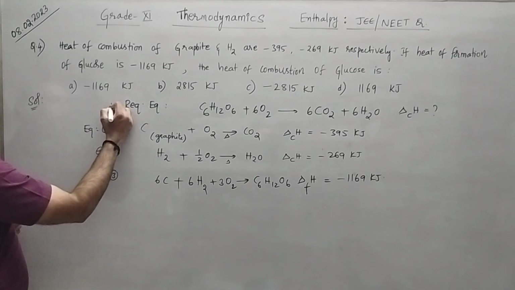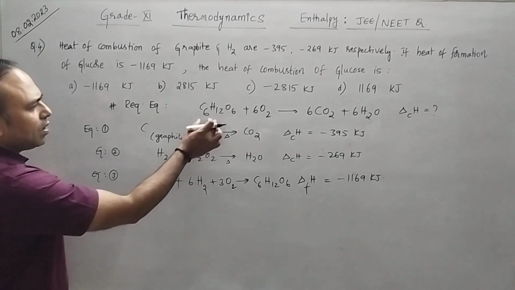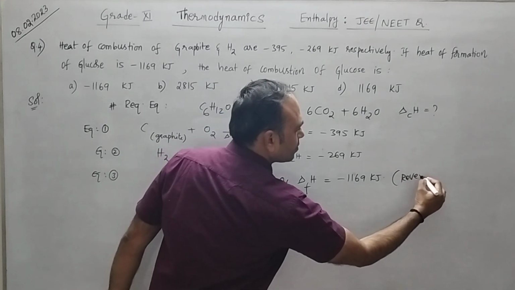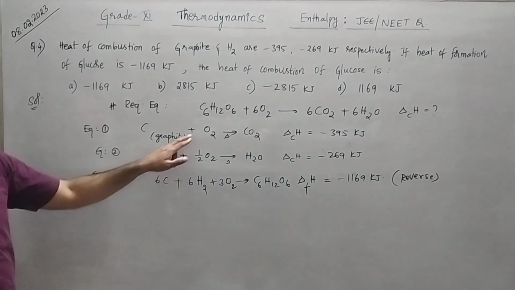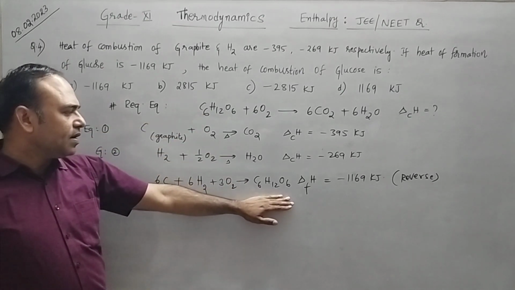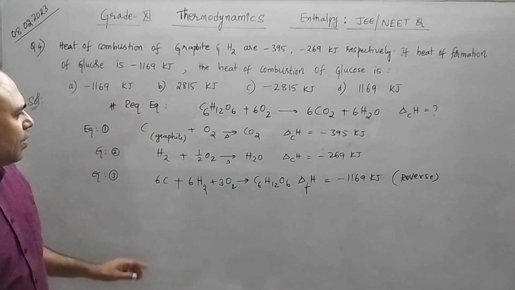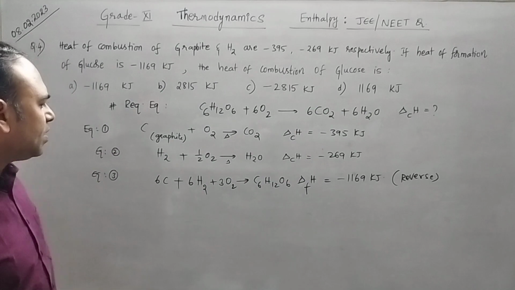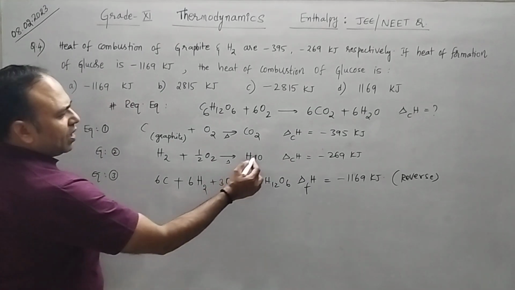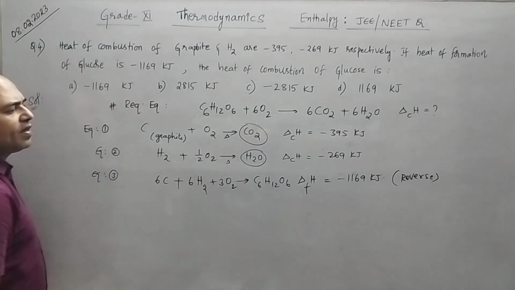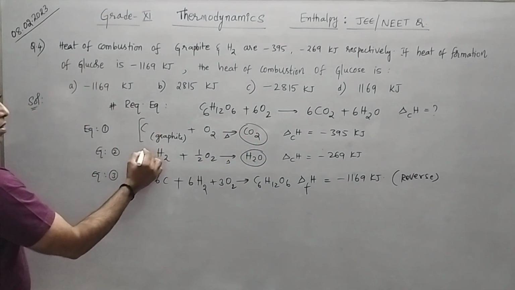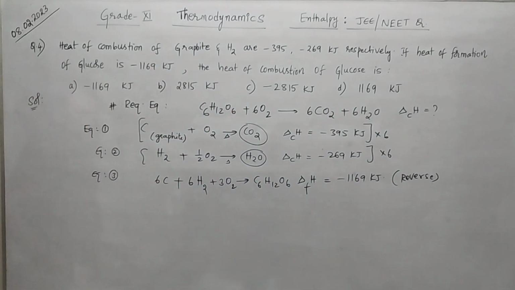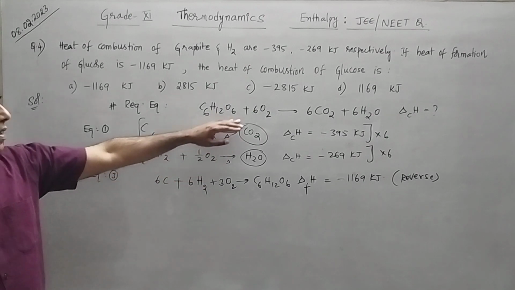How do you convert into the required equation? Observe carefully. Glucose here is on the right hand side. Therefore what we will do, we need to reverse this. Equation 3 we have to reverse because in the required equation it's on the reactant side. Here it is on the product side. Next, observe here you have 6 O2 that we will see. Now 6 CO2 and 6 H2O. We have only 1 mole of CO2 and H2O. So what we need to do, these equations must be multiplied with 6. Hope you have understood this. If you multiply that, automatically oxygen will be balanced.